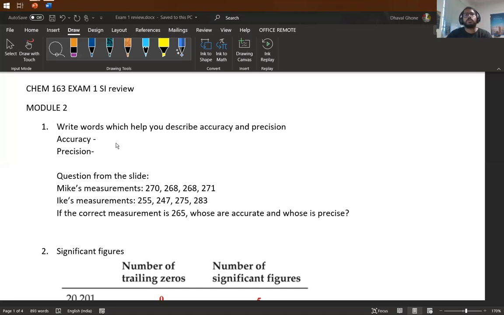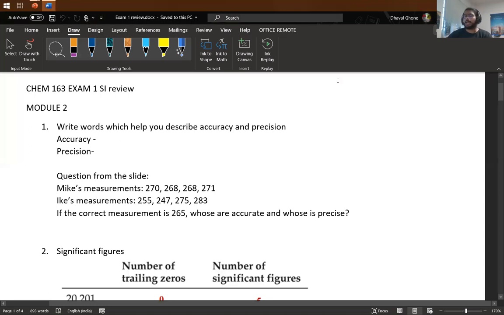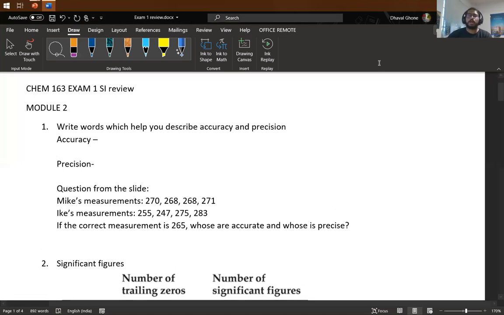Start with module 2. The first part is about accuracy and precision. And so my question to you guys is, can you, in your own words, describe accuracy and precision for me? So go ahead and pause the video, think over it, write it down, and come back to the video. Okay. I'm gonna go ahead and write it down.